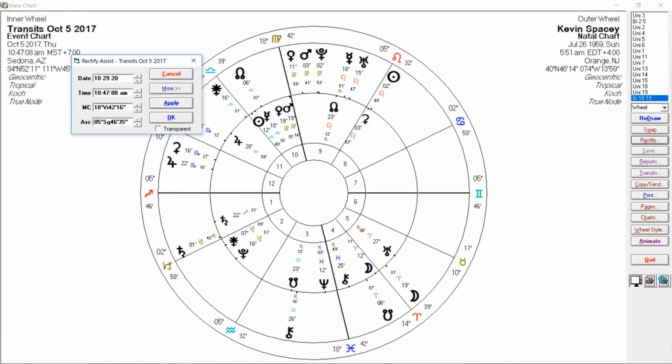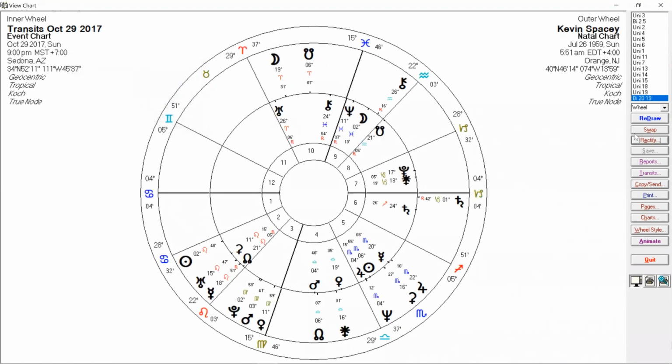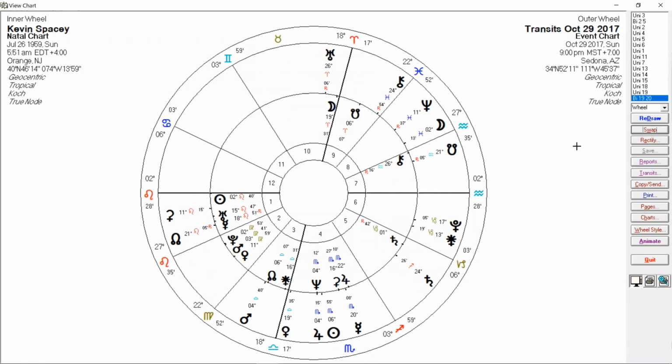It was activated on the 29th around 9 p.m. when that first person came out and shared a story that Kevin was very inappropriate when that person was only 14 years old. So we see that this was all activated when Mars actually touched his North Node in Libra.